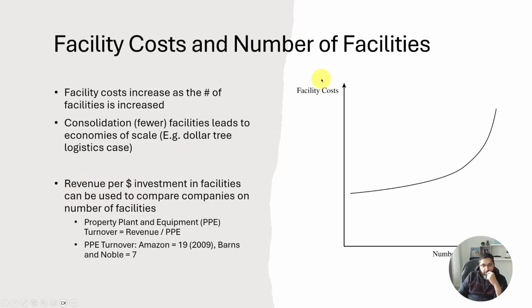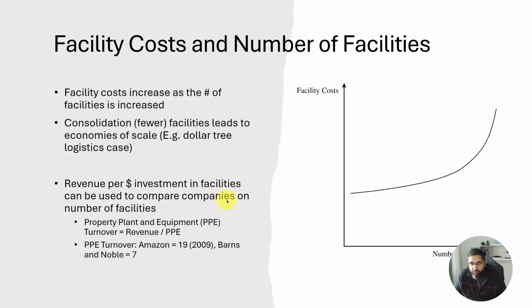And you can see that by looking at revenue per dollar invested in facilities. On the financial statements of companies, you have this line called property, plant, and equipment, which tells you how much money they invested in facilities, essentially, and equipment in the facilities. And if you look at revenue over property, plant, and equipment, Amazon, for example, is earning a lot more revenue per dollar invested in facilities than Barnes & Noble, because Amazon has fewer facilities than Barnes & Noble.